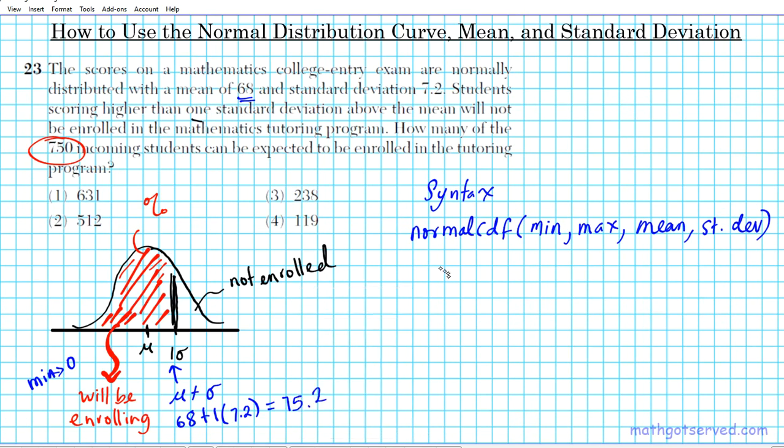Let's list all the things we know. The minimum is the lower bound, which is 0. The maximum is one standard deviation above the mean, which is 75.2. We just calculated that. The mean is 68, and the standard deviation is 7.2. Just enter all that into the calculator, and it will tell us what the percentage is.